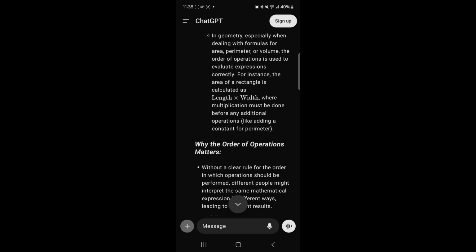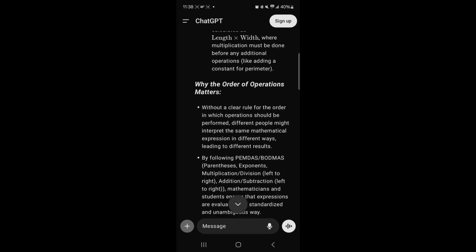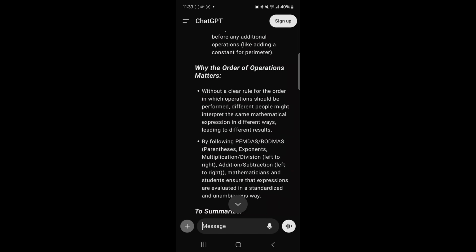So why the order of operations matters. This is really important because this comes up a lot. Without a clear rule for the order in which operations should be performed, different people might interpret the same mathematical expression in different ways, leading to different results. And I see that all the time. Well, in my book, I do it this way. In my way, I do it this way. Well, that's not how mathematics works. Mathematics is not subjective. It's not a choose your own adventure book.